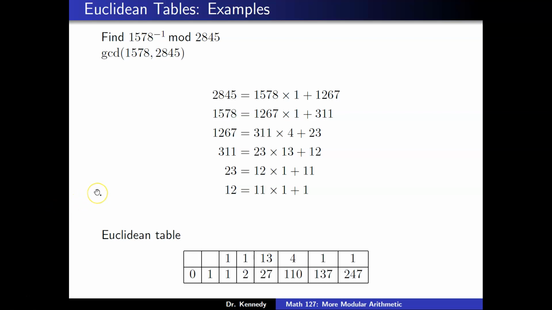Let's continue. So if we look at your Euclidean table, it should look something like this. Again, here are your quotients in ascending order from the bottom, and then I've filled in using that rule. 1 times 1 plus 0 gets me 1. 1 times 1 plus 1 gets me 2. 13 times 2 is 26 plus 1 gets me 27. And that's when I'm going to stop doing mental arithmetic. You just keep going. So your Euclidean table should look something like this.